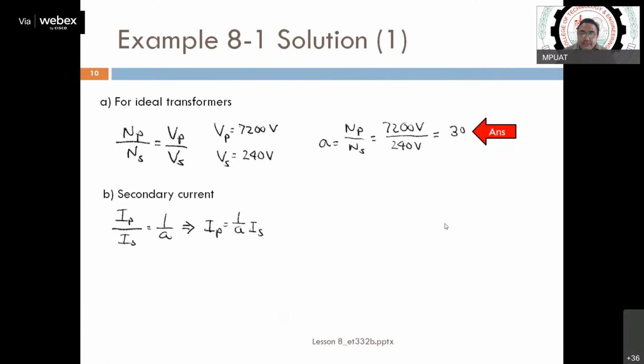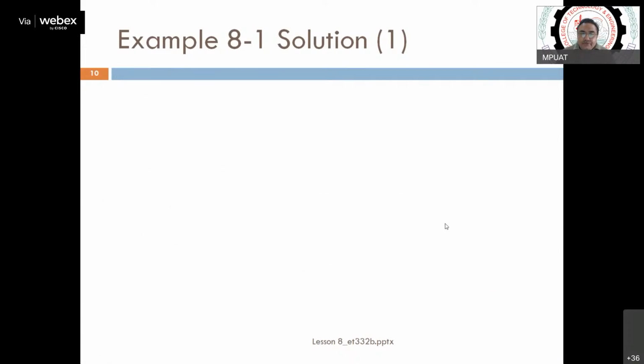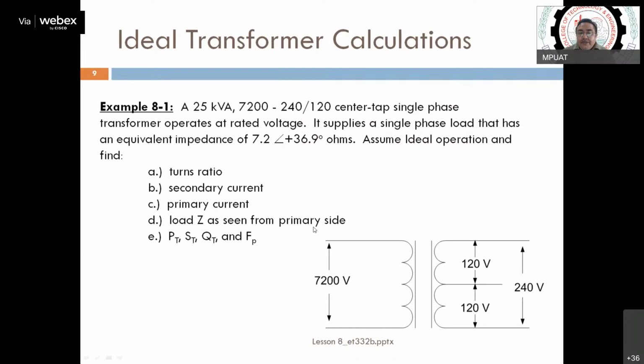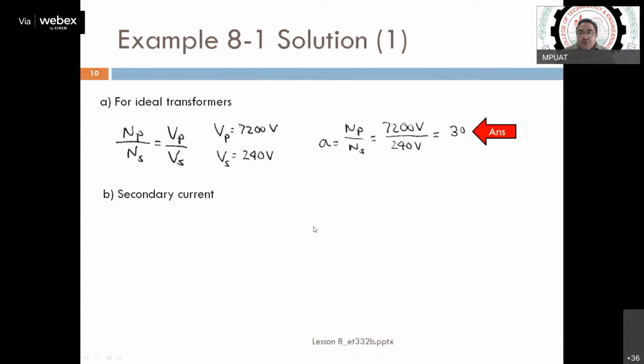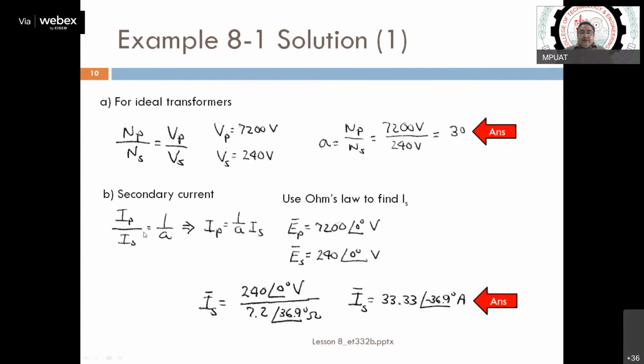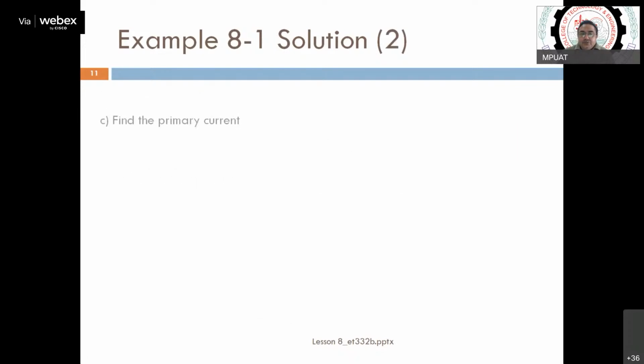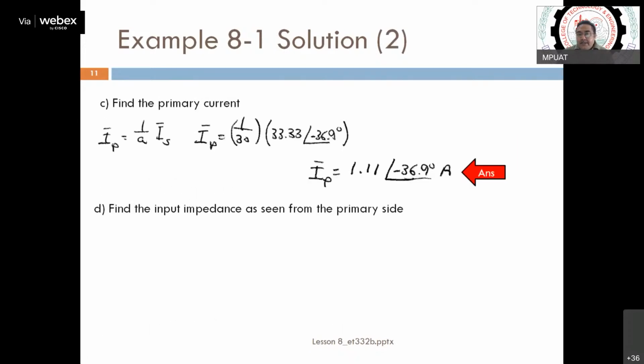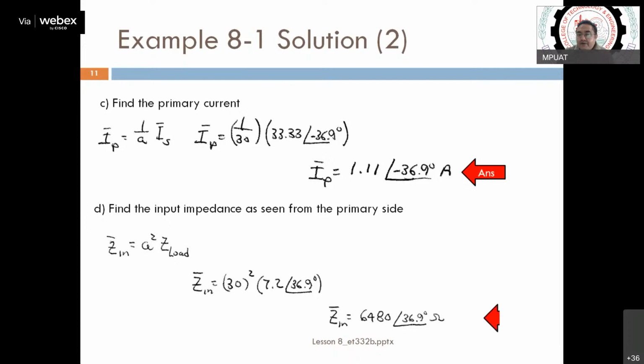So what is the next question? Let us take the next one, as two points we have already covered. Primary current. Now to find the primary current we will use the turn ratio concept again. We know that the ratio of primary current over secondary current is nothing but the inverse of the turn ratio, 1 upon A. Therefore the primary current will be the secondary current divided by the turn ratio. So 1 upon A is 1 upon 30, which you have already calculated, and therefore the primary current is 1.11 angle minus 36.9 degree ampere.